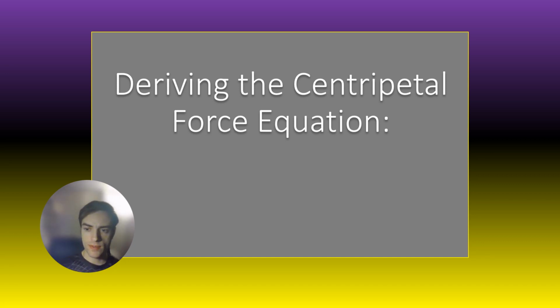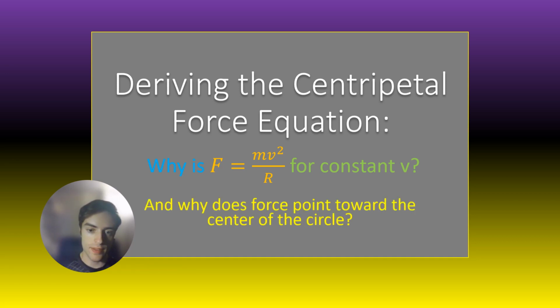It states that the magnitude of this force, which is what we call the centripetal force, is equal to mv squared over r, where m is the mass, v is the velocity, and r is the radius of the circular path. Additionally, the direction of this vector must point toward the center of the circle, so that's from the particle to the center of the circle. But why? Why is this true? Well, in this video, I will be answering this question.